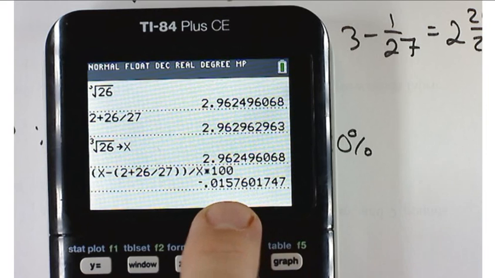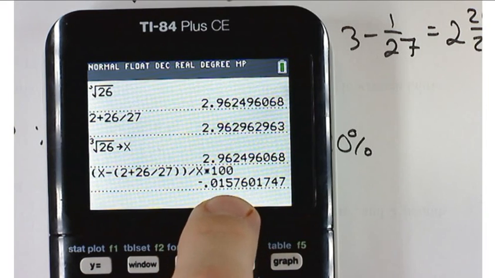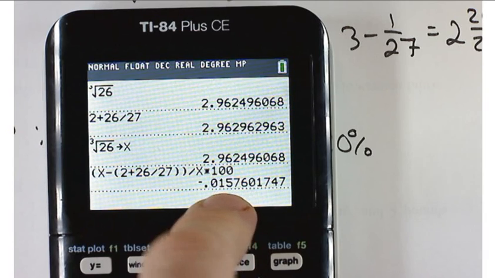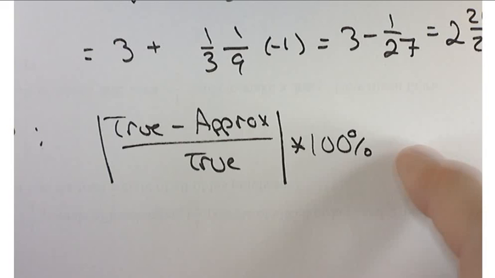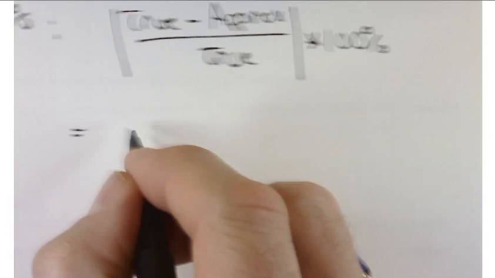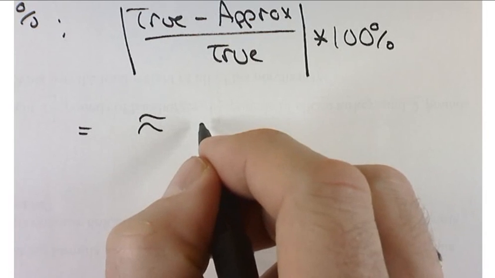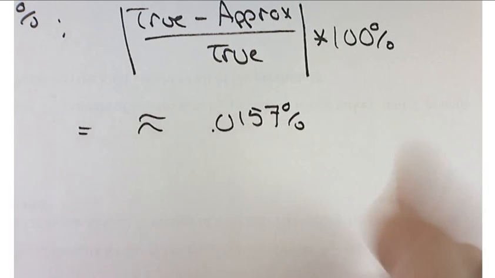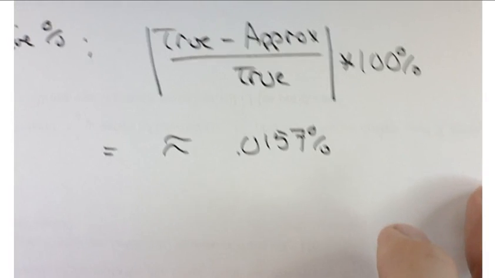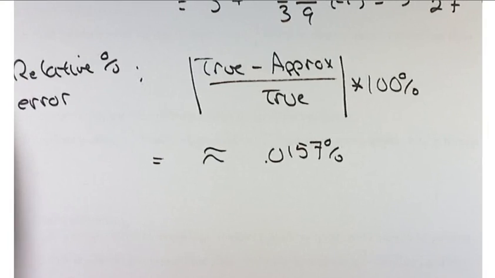So, wow. That's amazingly good. That's less than 0.02% off in terms of our calculation, in terms of relative error. So the relative error in this case is approximately 0.0157%. So less than 0.02%. That's really, really good considering the little work that we did.